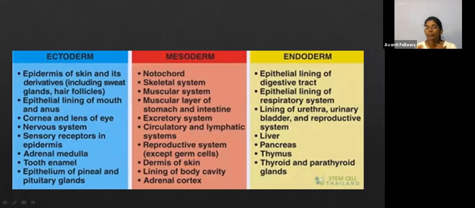epithelial lining inside, that is made up of endoderm, and the epithelial lining of the respiratory system as well, and the lining of urethra, urinary bladder, and the reproductive system, liver, pancreas, thymus, thyroid, and parathyroid glands. Everything will be formed by the endoderm. Okay.